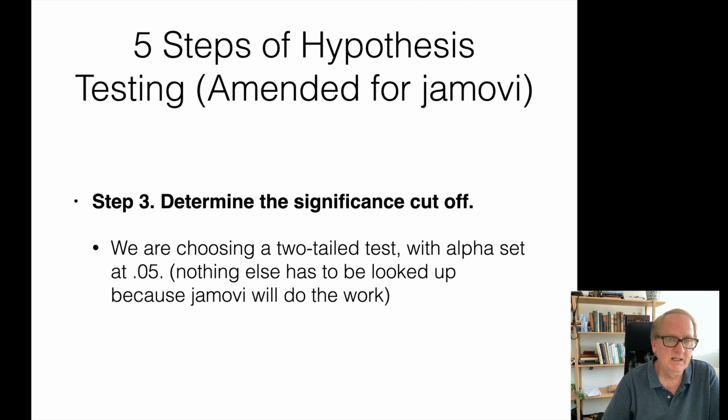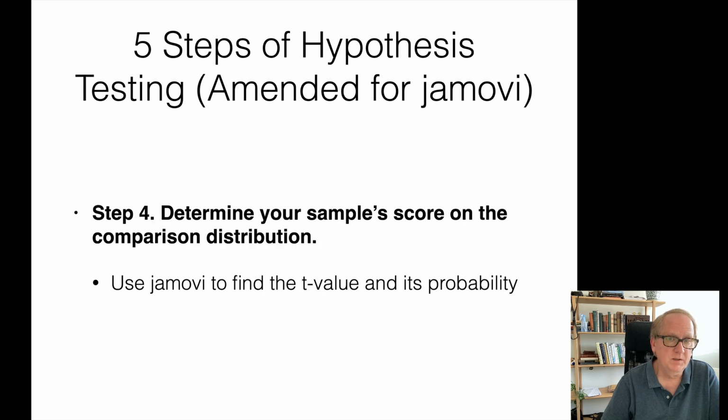We don't actually have to find any cutoff values or anything like that by looking it up in the tables because everything else will be given to us by Jamovi. Step 4 is to determine the sample's score on a comparison distribution. We're going to do this again using Jamovi to find what the t-value is for our sample, and we'll also find out its probability. So when we get to step 5, we can make a decision whether or not to reject the null hypothesis.